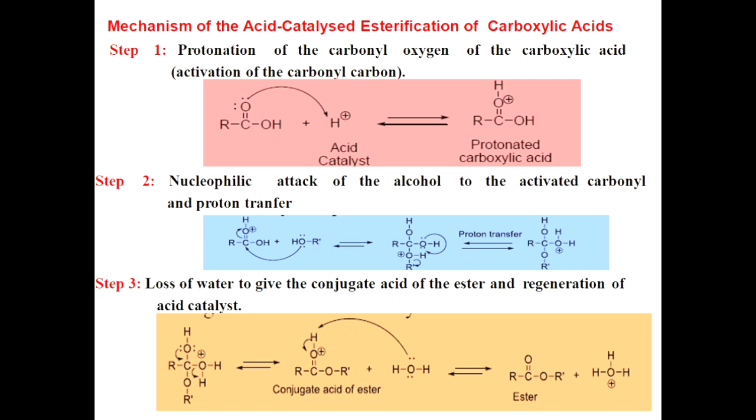Now, let us see the mechanism of this reaction. First, the acid catalyst protonates the carbonyl oxygen and an oxonium ion, the protonated carboxylic acid, forms in the first step. In the second step, the nucleophilic attack of alcohol takes place at the carbon of this oxonium ion and an intermediate forms where two OH groups are present.